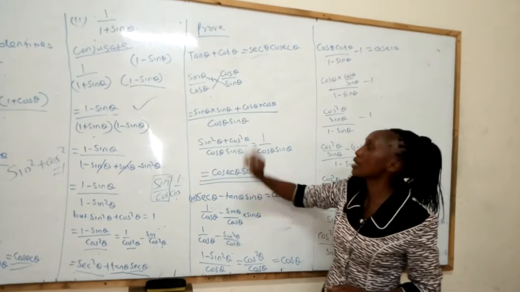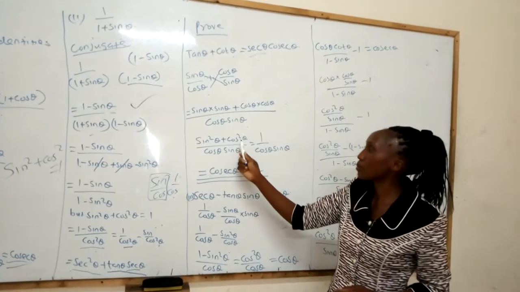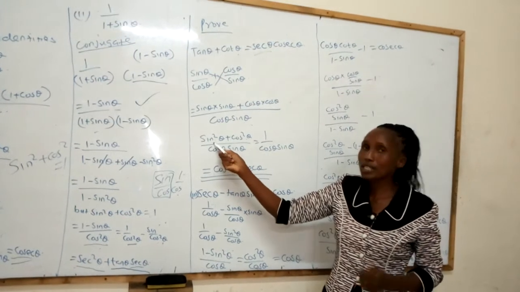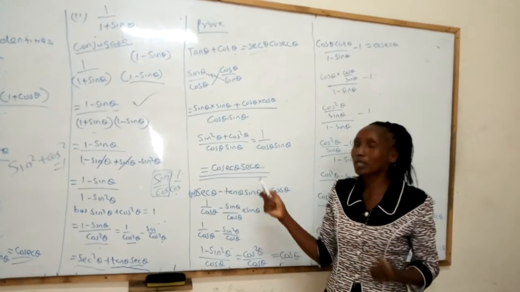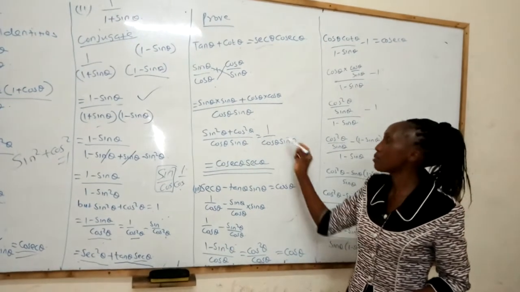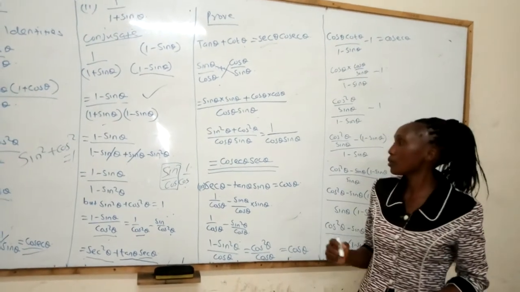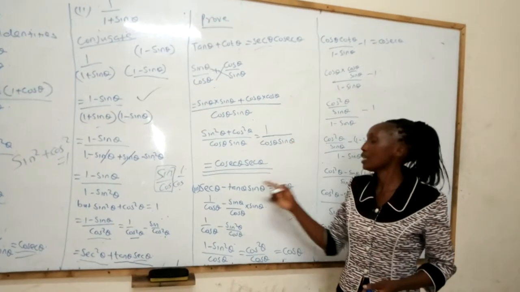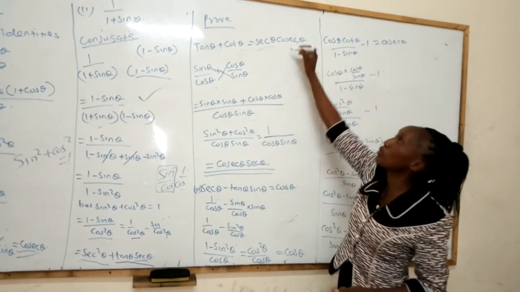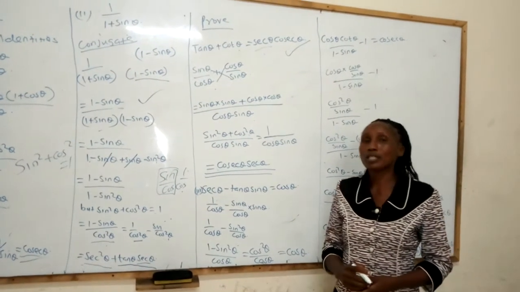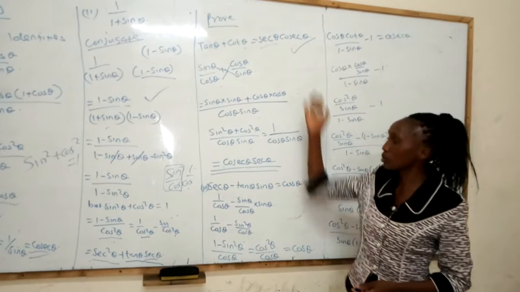LCM is cos and sine. That is sine squared theta plus cos squared theta over cos and sine. Using the first identity, sine squared plus cos squared is equal to 1, which is 1 over cos and sine. These are reciprocals: 1 over cos is sec theta, and 1 over sine is cosec theta. And we are now able to prove that what is on the left hand side is equal to the value on the right hand side, and we are able to confirm.